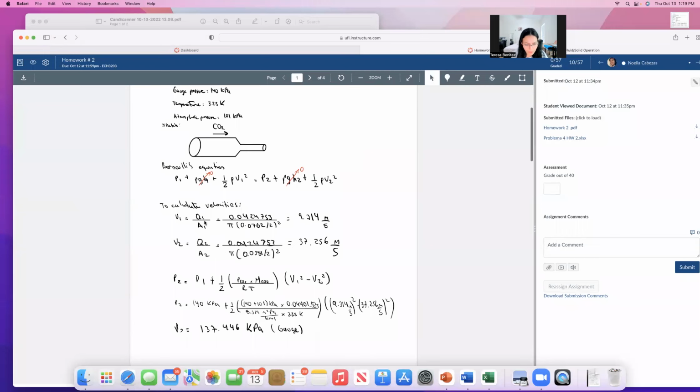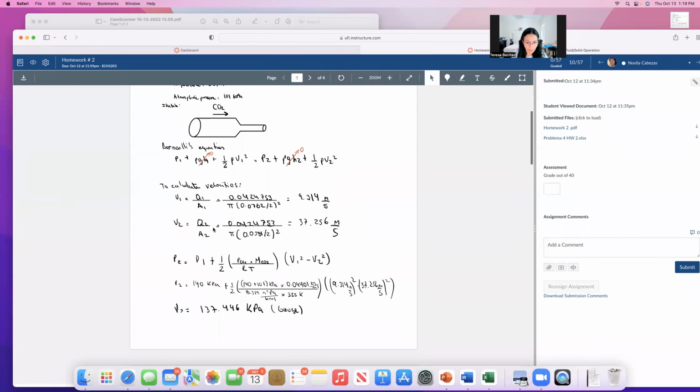Here they said V1 is Q divided by A1, and the area is here. So not exactly like what my dad had, but she's following the steps. Again, 9.314 meters per second, V2, 37.26 meters per second, that's fine. And now they said that the pressure is P1 plus 1/2, and here is where they have the density, even though they don't have it in an equation explicitly somewhere. And let me look at that equation.